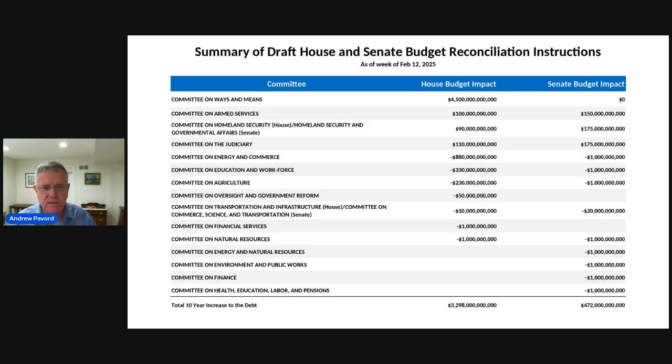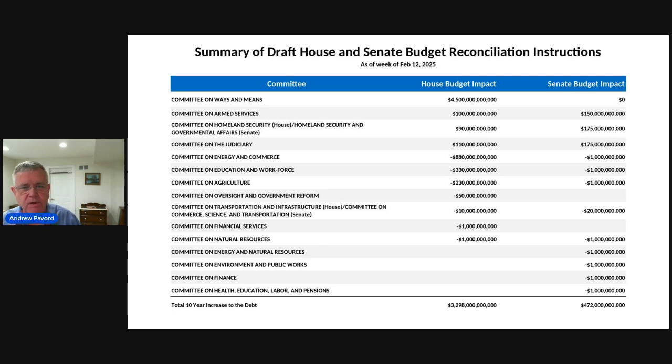Now look at this chart. It's a bit small, so I'm going to walk you through it. It shows the summary of the instructions that have been given to the committees in both the House and the Senate. And the biggest one is the Committee on Ways and Means, the Tax Committee, which has been directed to do legislation that can increase the deficit by $4.5 trillion. And then there's other spending that's added that both the House and the Senate do, because the Senate is not going to take on the tax bill yet.